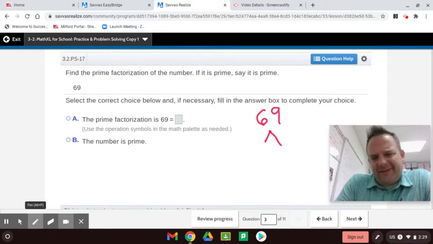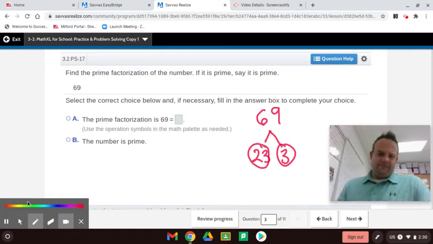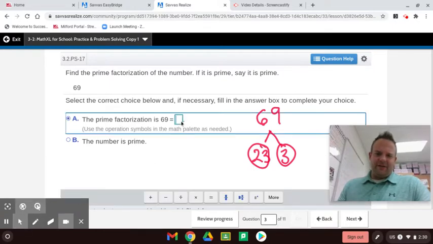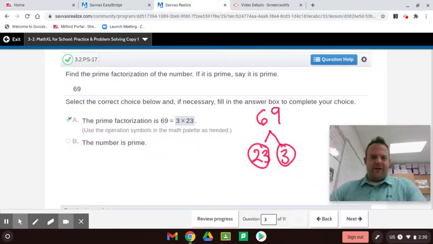Hey, 69, what does that factor out into? Maybe 23, perhaps, times 3. 23 is prime too. No, yeah. I was starting to doubt myself. It's teaching 6th grade. Usually you do the smaller factor first. Oh, well, we got it.